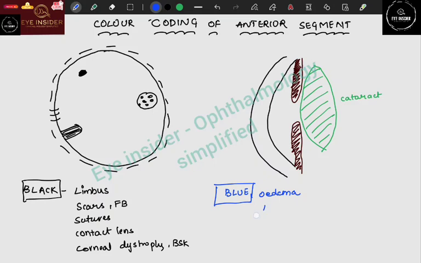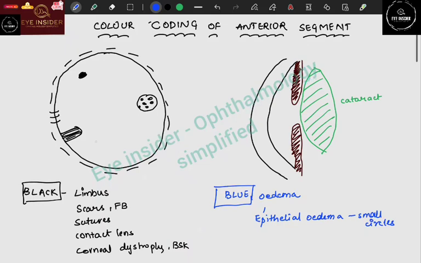Blue color indicates edema. It can be epithelial edema, which is indicated by small circles. I'm drawing it in the cornea and showing, and the wavy lines indicate Descemet's folds. So while representing striate keratopathy, we can use these lines. And in case of stromal edema, we have to give a shaded area in the cut section or also in the image.